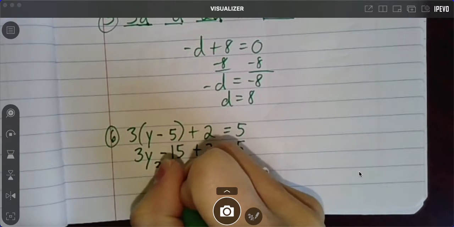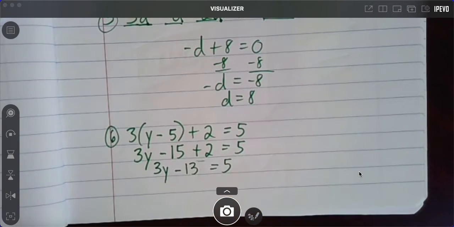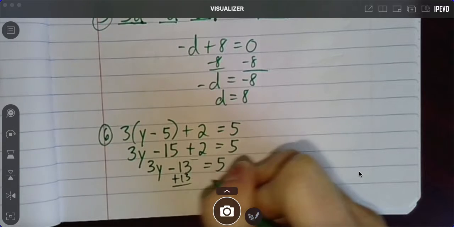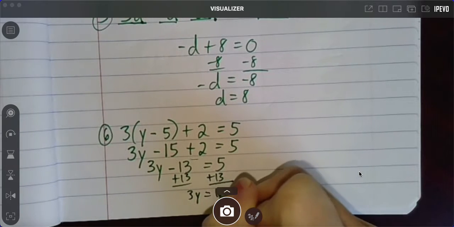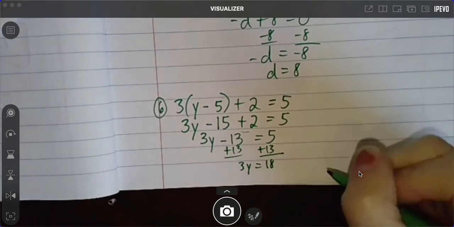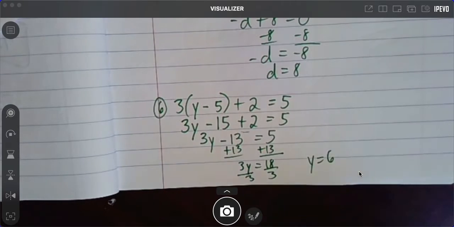So I'll bring down my 3y minus 13 equals 5. Then what? Add 13. So 3y equals 18. Then what? Divide by 3, and what is y going to equal? 6. Y equals 6.